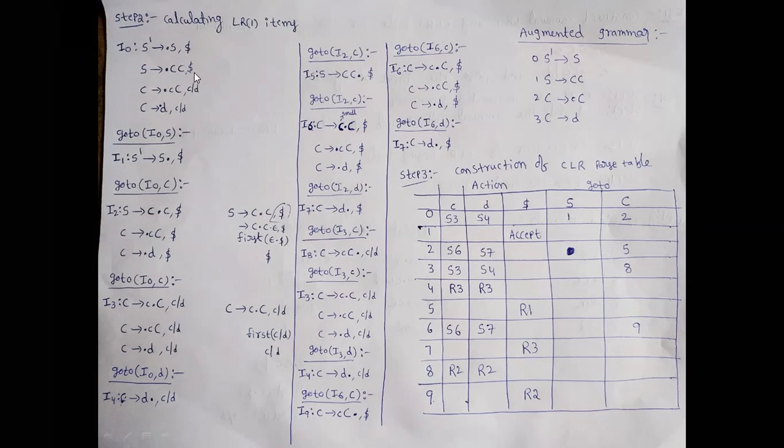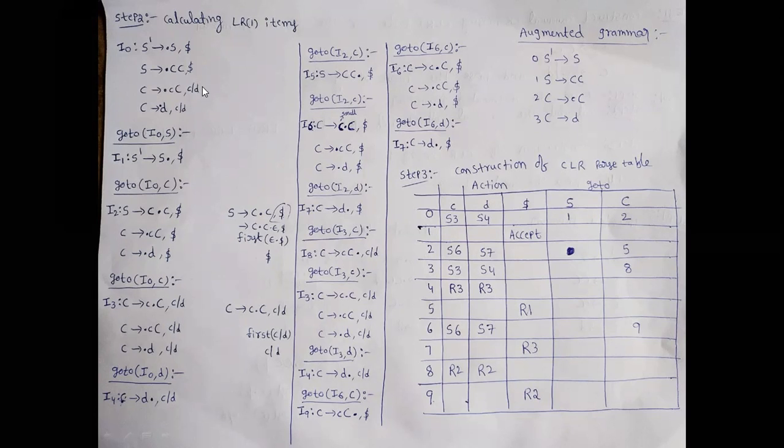Then we have to find the first of C into dollar. The comma is used only to specify the look ahead, so we should not take C comma dollar; we take C and dollar. C into dollar means C dollar. Then the first of C dollar means first of C. What is the first of C? Considering the grammar, the first of C is small c and small d. So we add c or d as the look ahead here.